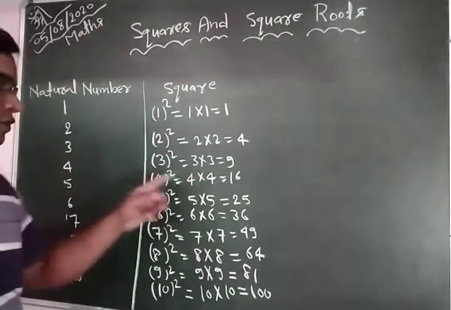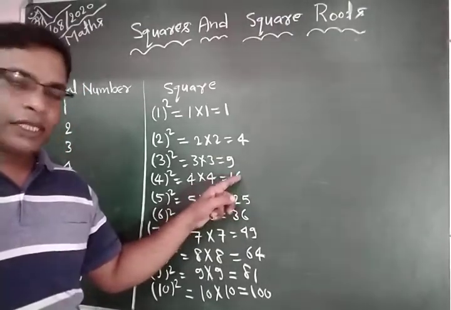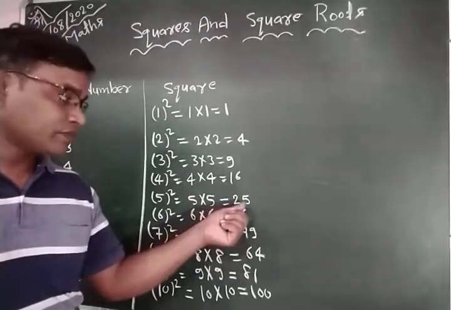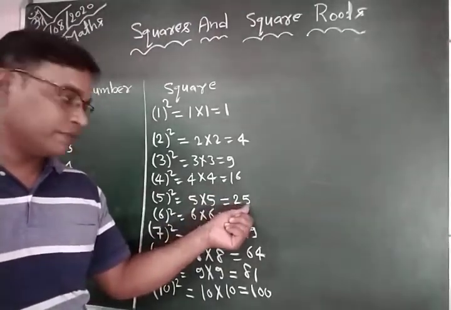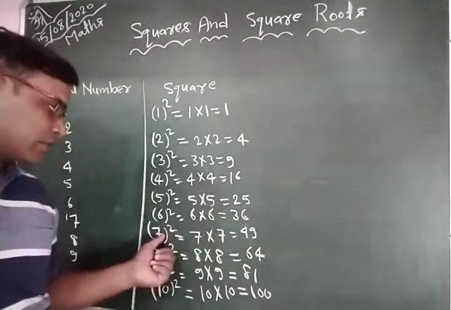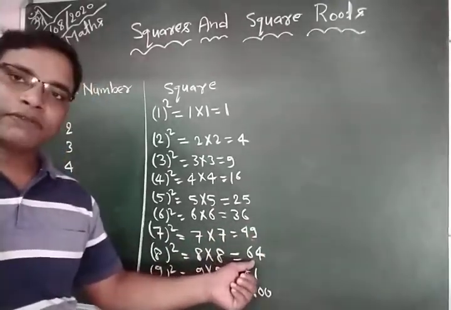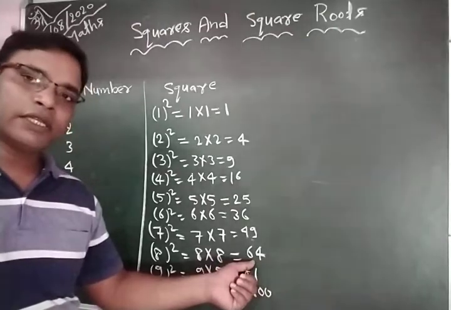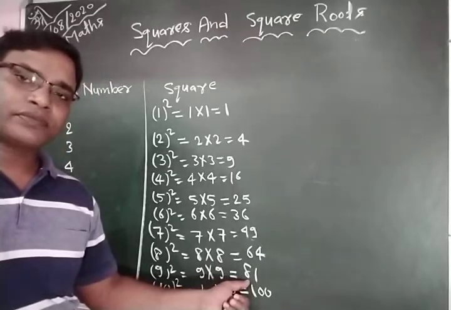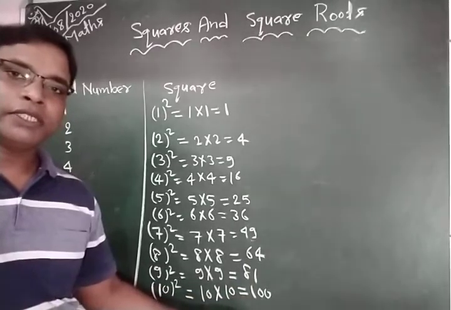But the square of 4 is 16, and at the units place the digit is 6. The square of 5 is 25, at the unit place the digit is 5. The square of 6 is 36, the unit place digit is 6. The square of 7 is 49, the unit place digit is 9. The square of 8 is 64, the unit place digit is 4. The square of 9 is 81, the unit place digit is 1, and the square of 10 is 100, the unit place digit is 0.